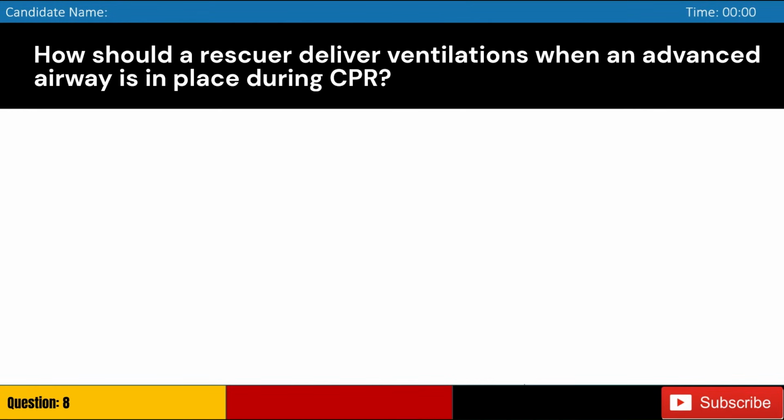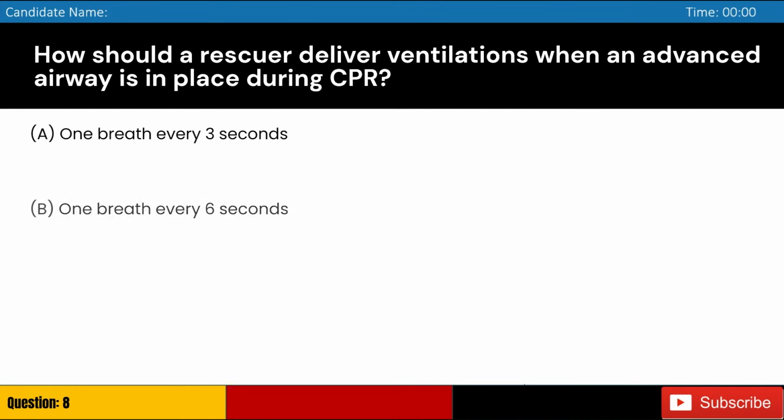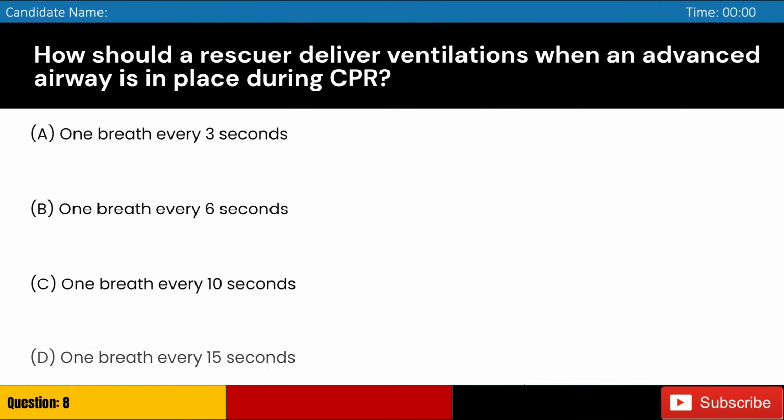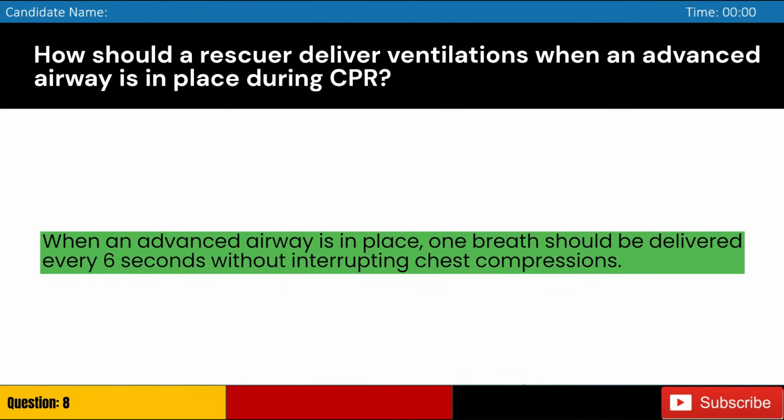How should a rescuer deliver ventilations when an advanced airway is in place during CPR? A. 1 breath every 3 seconds. B. 1 breath every 6 seconds. C. 1 breath every 10 seconds. D. 1 breath every 15 seconds. Answer: B. When an advanced airway is in place, 1 breath should be delivered every 6 seconds without interrupting chest compressions.